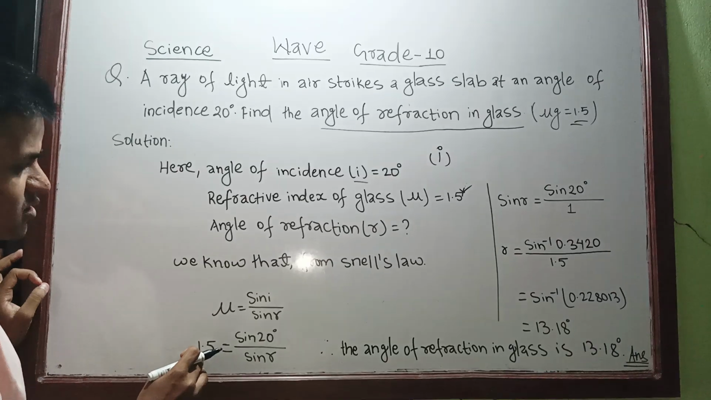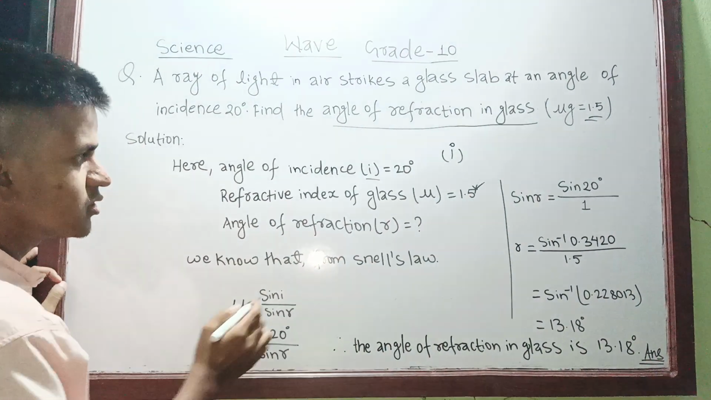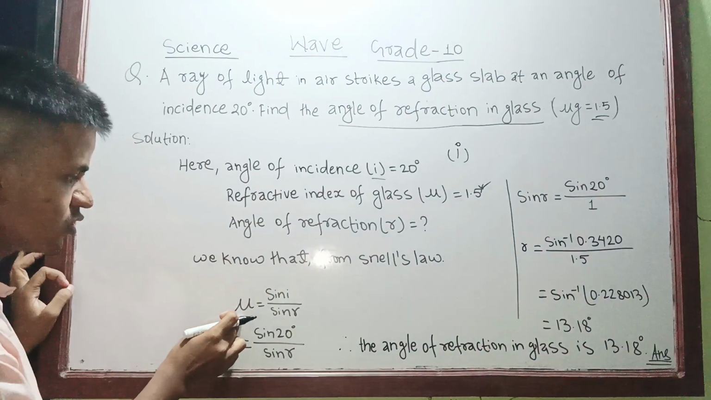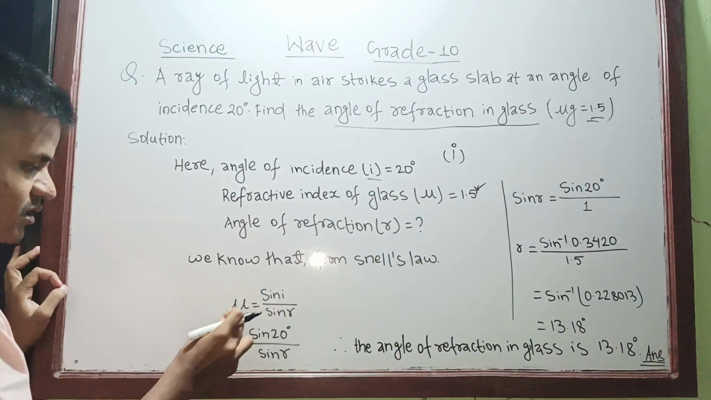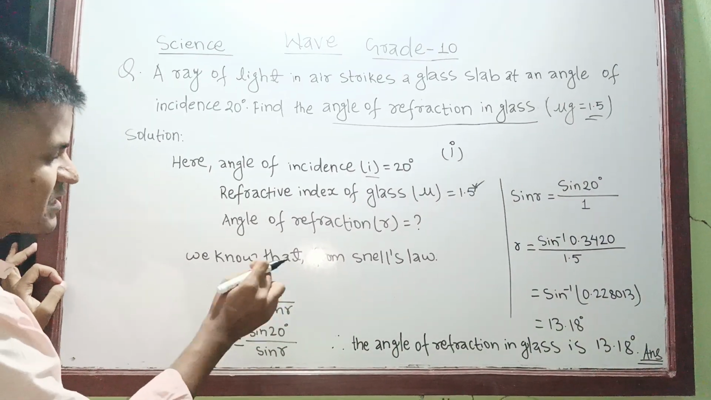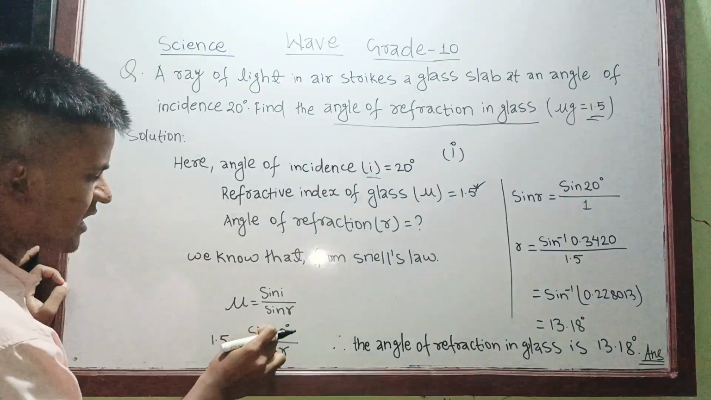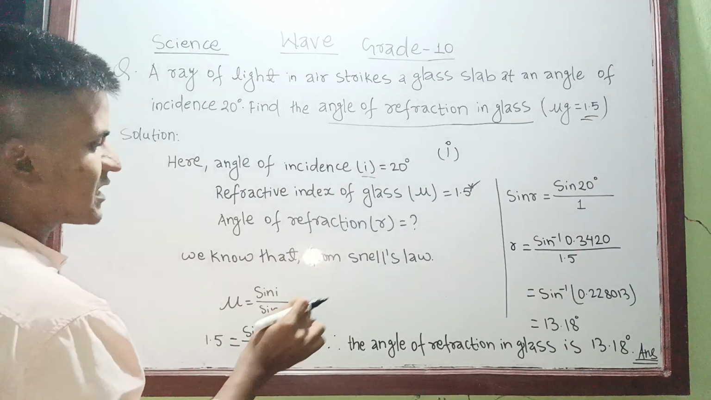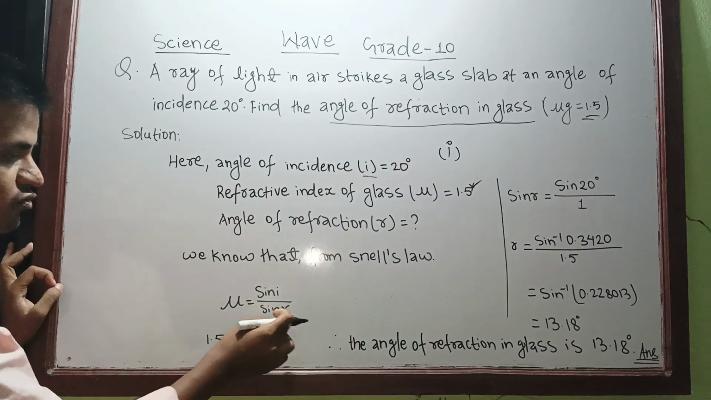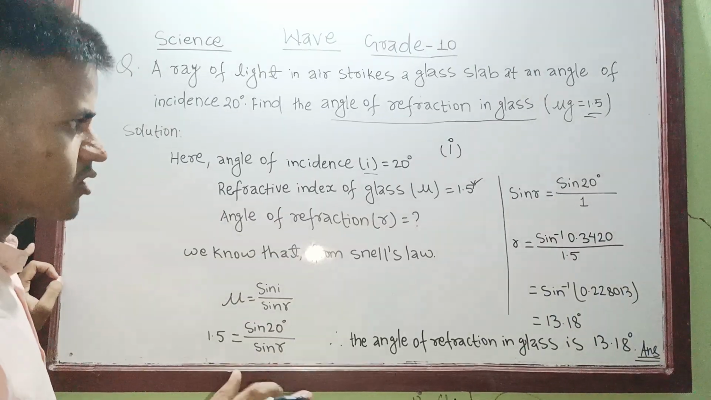The mu value is 1.5, so substituting this value here, we get 1.5 equals sine i by sine r. What is the value of i? i equals 20 degrees, so sine 20 degrees. What is the value of r? We have to find this out, so we just write sine r here only.